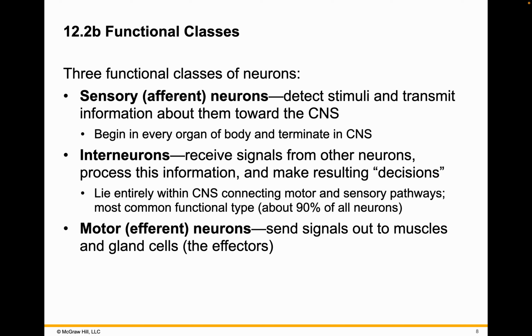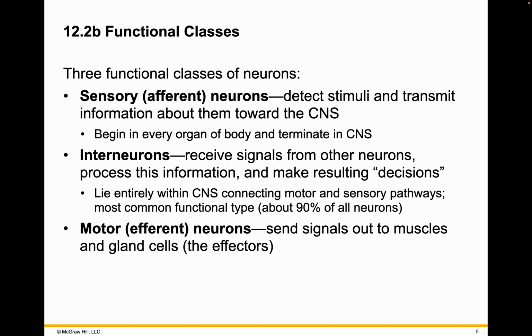There are three functional classes of neurons. They can be sensory neurons, part of the afferent division, bringing things to the central nervous system. They begin in every organ of the body and terminate in the central nervous system.